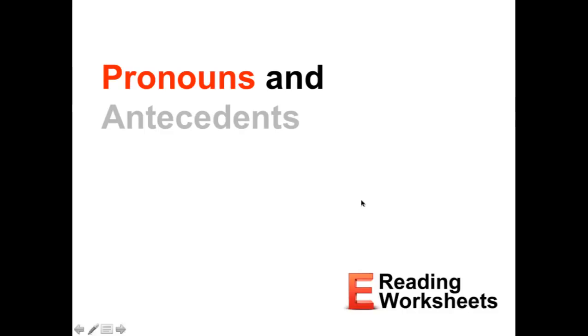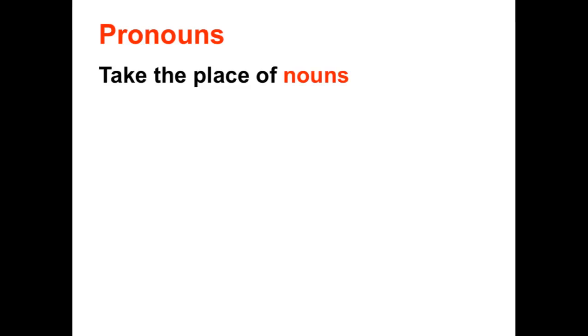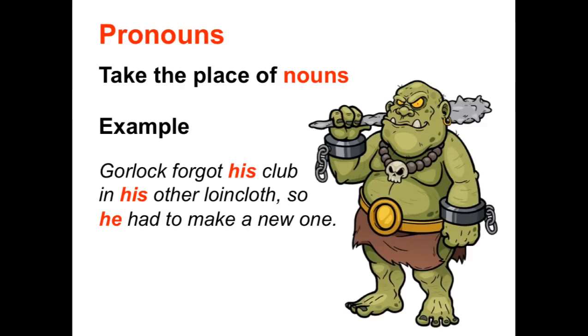Pronouns and Antecedents. Pronouns. Pronouns are words that take the place of nouns. Here's an example of a sentence using pronouns. Gorlock forgot his club in his other loincloth, so he had to make a new one. He and his are pronouns.